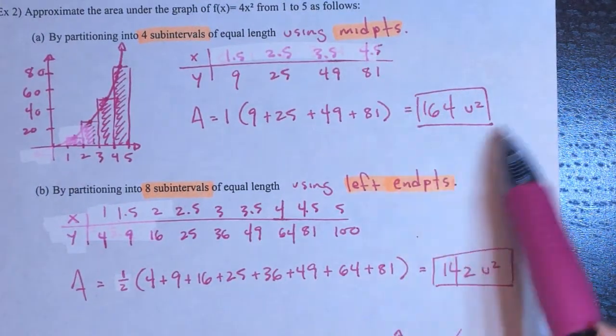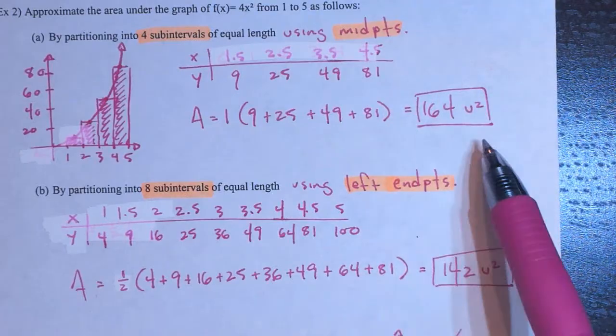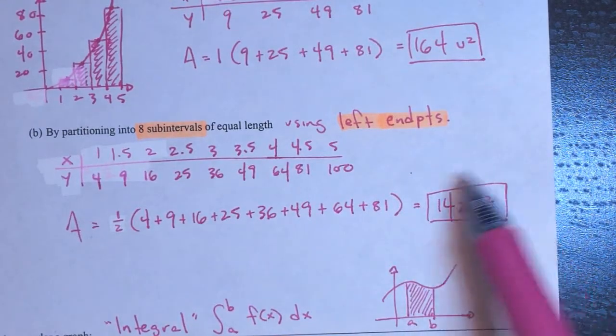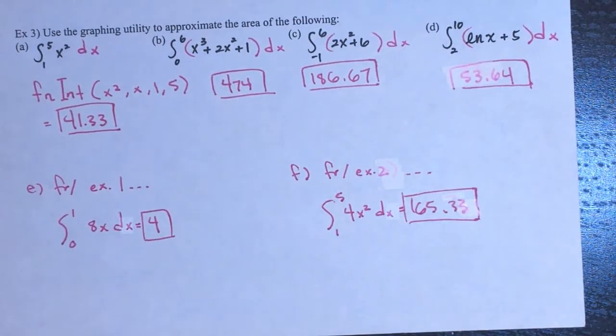So you can see how much closer midpoint is to the actual answer than a left endpoint or a right endpoint. But definitely plug some of those in and be able to do it on a calculator because you don't want to do it by hand all the time. And the calculator gives you a way more accurate answer. Okay, thanks guys. Ask me questions if you have questions.